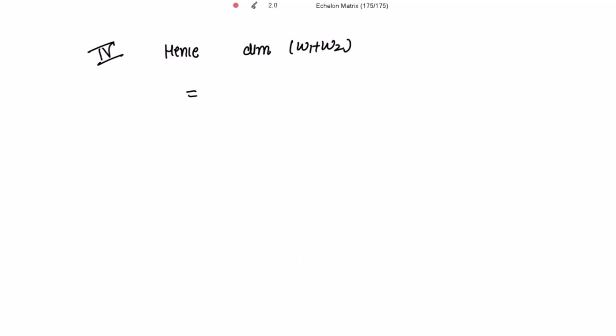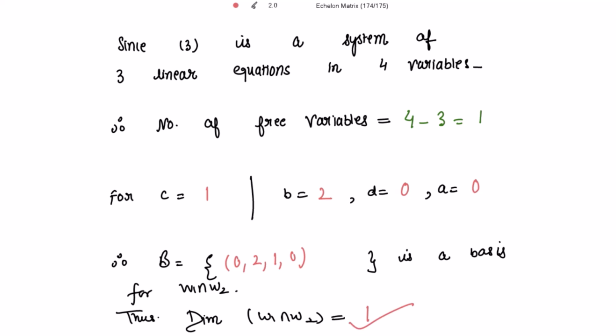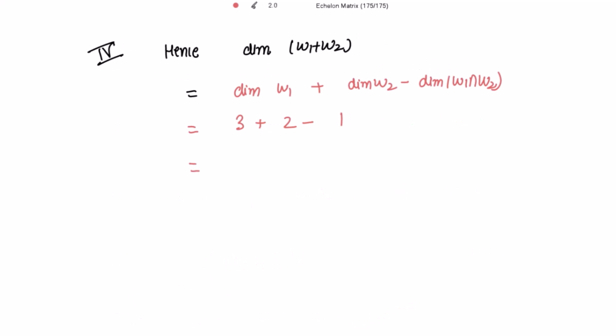Now to find the dimension of the sum of the subspaces, we have the formula for that. That is dimension of W1 plus dimension of W2 minus the dimension of their intersection. And we have found in the previous parts the dimension of W1 as 3, plus the dimension of W2 is 2, minus their intersection, which we have just found to be 1. So this is 5 minus 1, 4. So the dimension of the sum of the subspaces is 4.